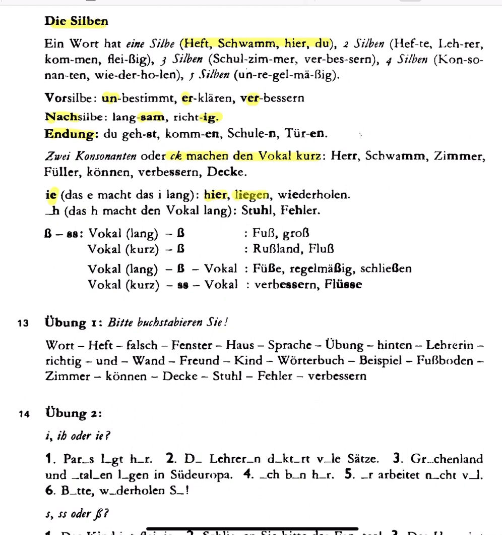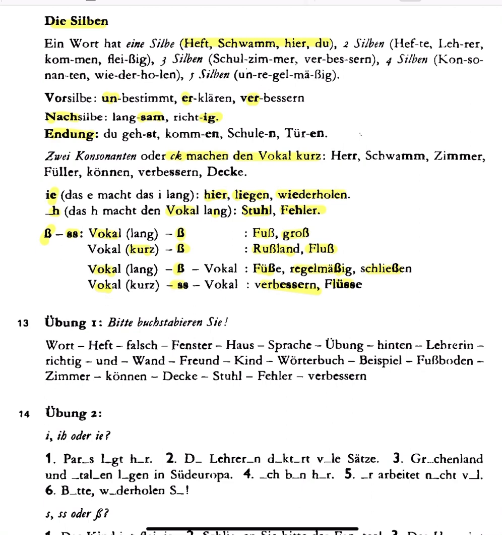Hier, liegen, wiederholen. And H macht den Vokal lang. H makes the vowel longer. Stuhl, Fehler. SZ or double S, okay. Sometimes we have a vowel with the SZ that is long: Fuß, groß. Sometimes short with SS: Russland, Fluss. Long with SZ: Füße, regelmäßig, schließen. Double S is short: verbessern, Flüsse.